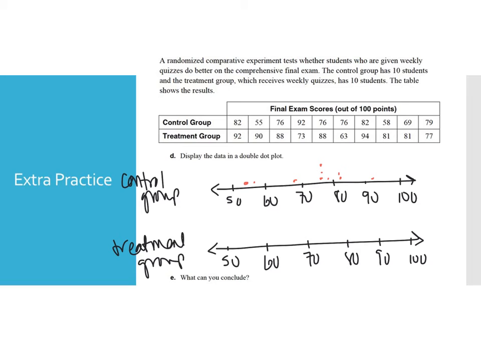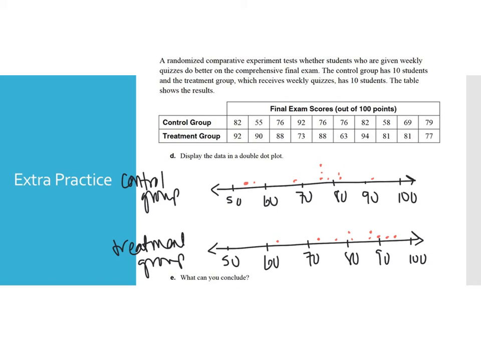It really also gives you frequency because you can see which ones occurred more than once. So for my treatment group, I'm going to put a dot at 92, one at 90, 88, 73, 88, 63, 94, 81, 81, and 77. Okay, so that's it on a dot plot.